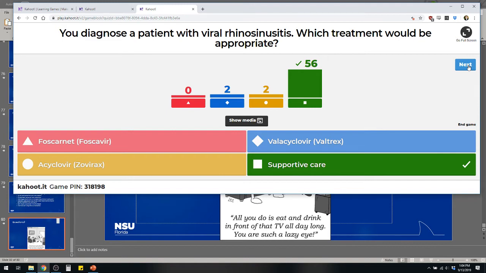What if I put oseltamivir on here? What's the brand name for that? Tamiflu? Could I use that here? No. What's it used for? Influenza only, right? Very good. A or B? A and B, right? You can use it for both.